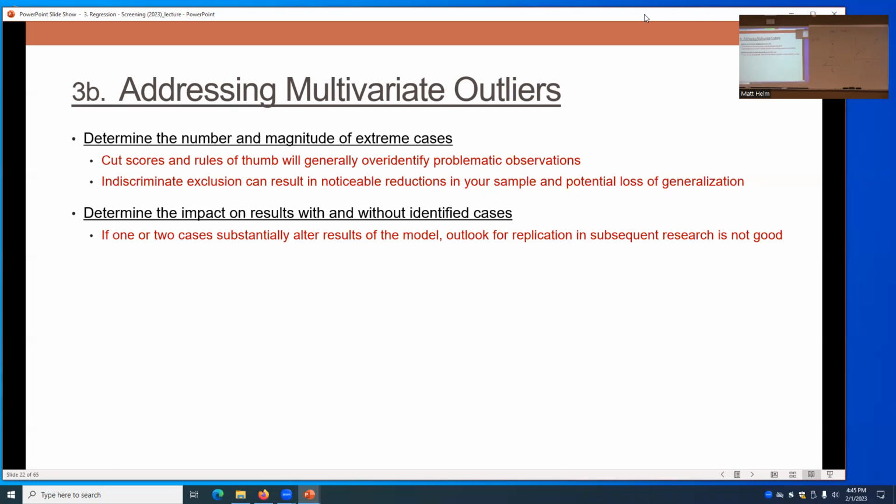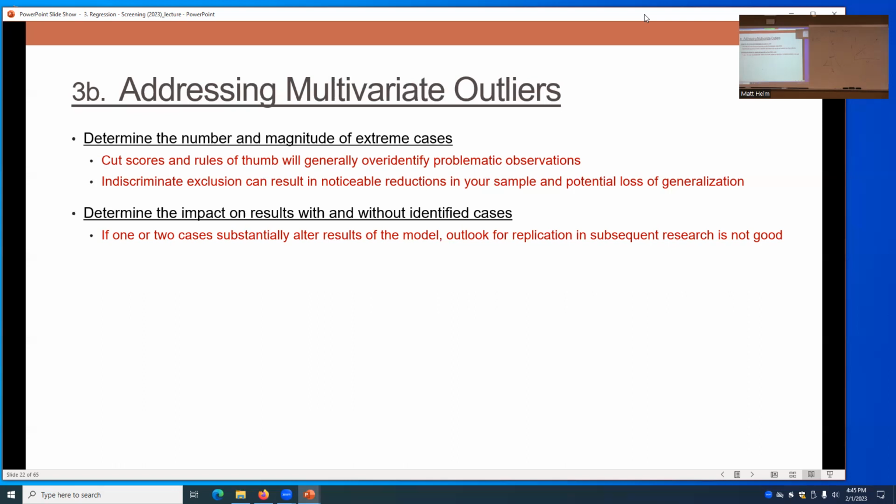Those are great for helping guide decisions, but they should never be a hard and fast absolute rule, because these are generally going to over-identify problematic things, and you're going to end up losing half your sample if you just go through and start pitching people indiscriminately. Your sample size is going to go down, and you're probably going to start to impact generalizability, because unless you fit right in my specific mold, then I'm going to throw you out.